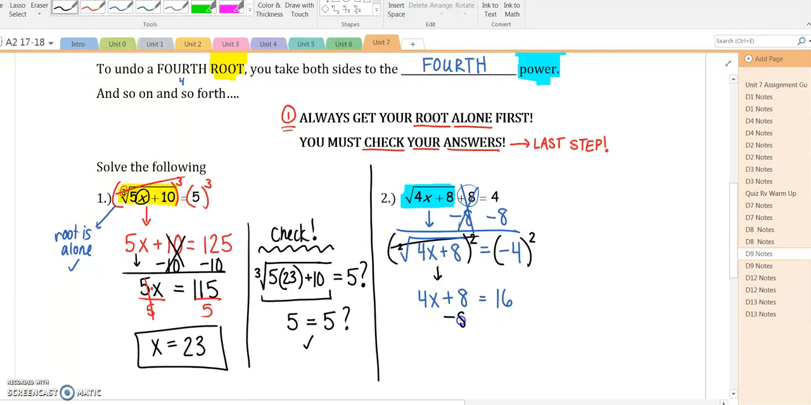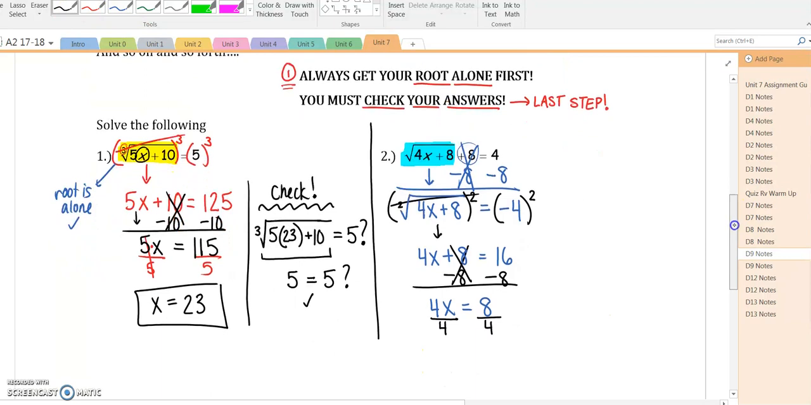So I'm going to subtract 8. Subtract to get rid of addition. 4x equals 8. And then divide to get rid of multiplying. So I end up with x equals 2. But remember, before I circle that, I am going to check my answer.